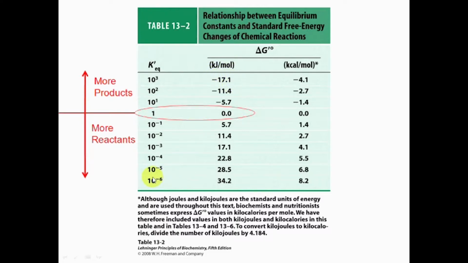And we also see that as the equilibrium constant gets larger, the delta G gets more negative. Sorry, I think I said that wrong. As the equilibrium constant gets larger, delta G gets smaller, and as the equilibrium constant gets smaller, delta G gets larger. So this is less spontaneous, this is more spontaneous. So the larger the equilibrium constant, the more likely the reaction is to proceed to the right.